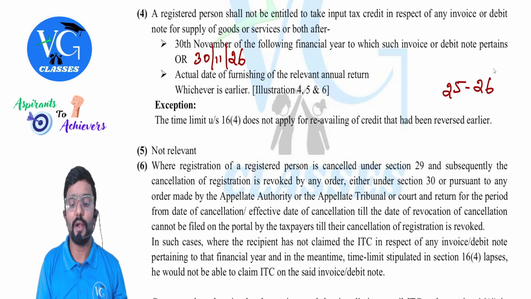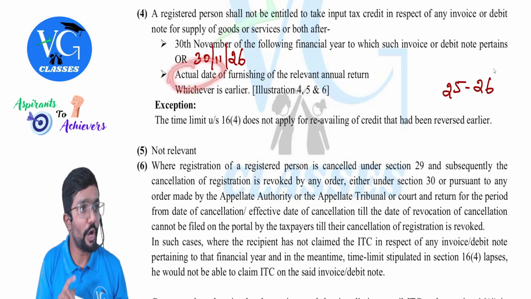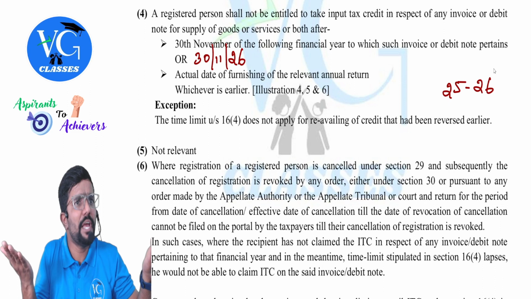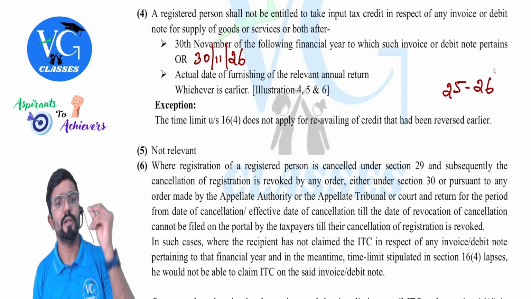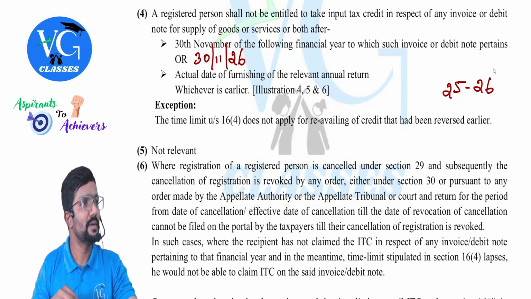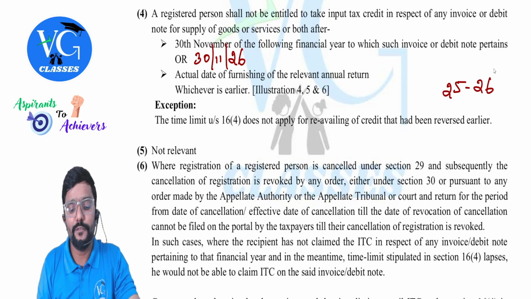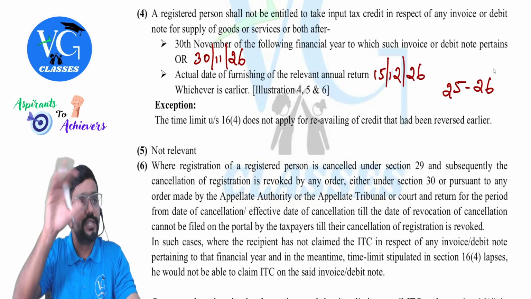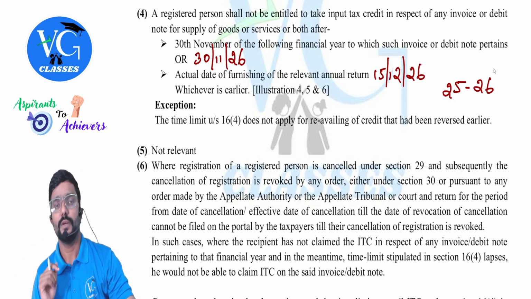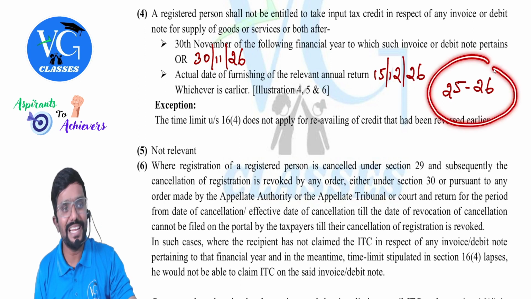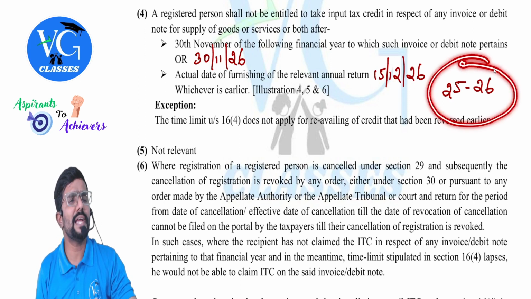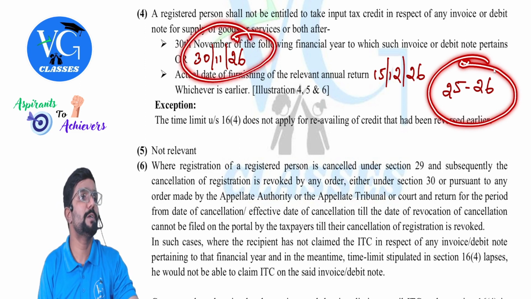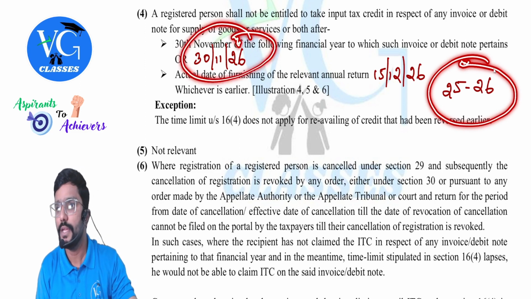But here, they are not giving reference to the due date. They are talking about the actual date. Deadline is 31st December. I can file it any day before that also, no? Yes. For example, assume I have filed it on 15th December. Then what is the date here? 15th December 26. Whichever is earlier is what? 30th November. So for any invoice relating to 25-26, I can maximum claim the credit within what time, guys? 30th November 2026. Is that clear?